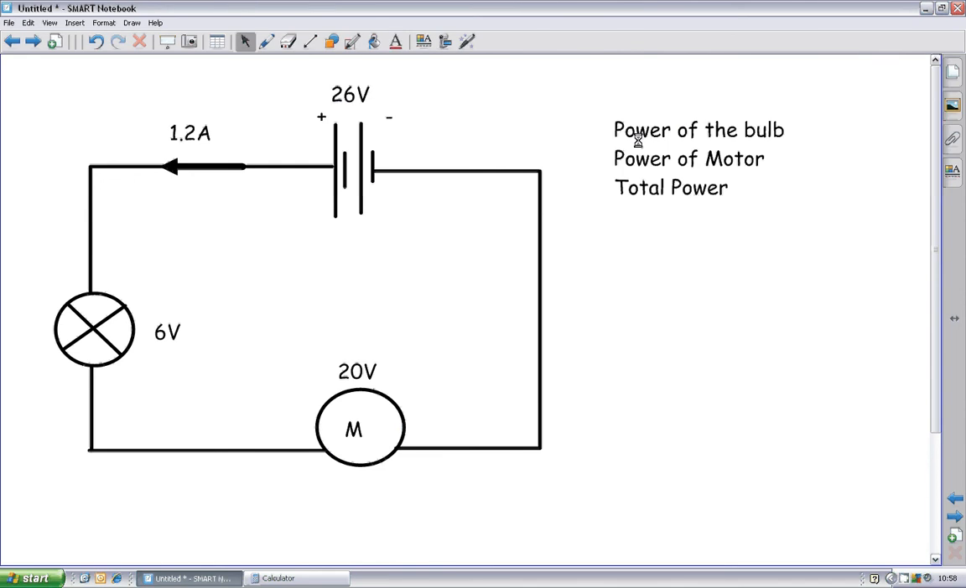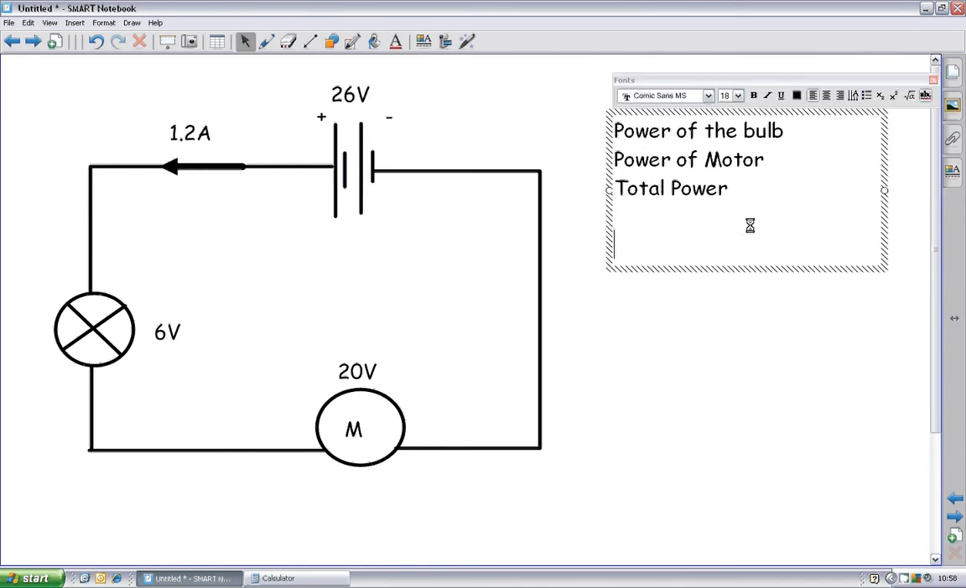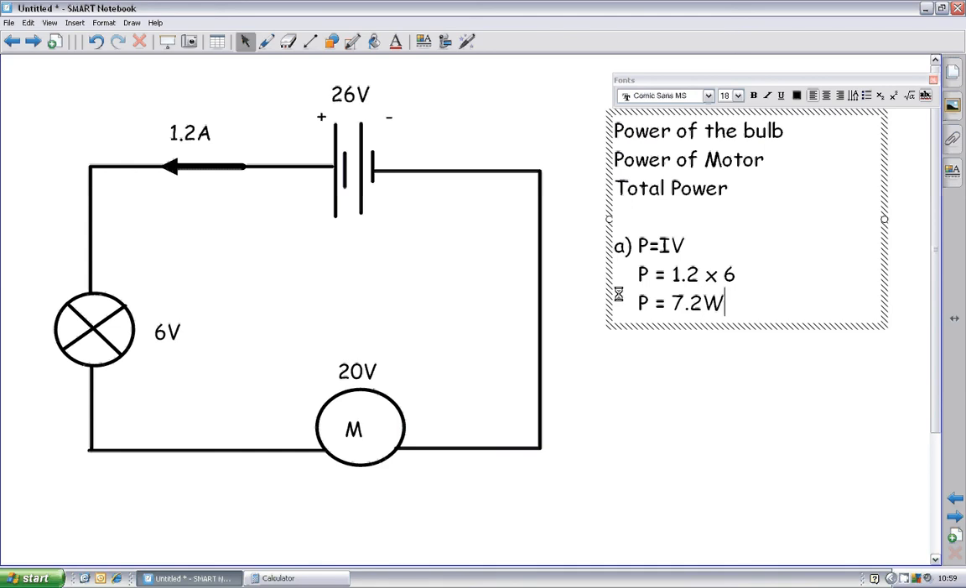Because power works pretty much the same way as Ohm's law. You can do bits of the circuit or you can do the whole circuit, provided you know what's going on. So let's do the power of the bulb first. In our bulb, P equals IV is our equation. So the power is equal to the current traveling through the bulb. Well, it's a series circuit, so the current is the same everywhere, 1.2 amps all the way around. So the current is 1.2, multiplied by the voltage being used by our bulb, 6 volts, so that is multiplied by 6. So the power in the bulb is equal to 7.2 watts.